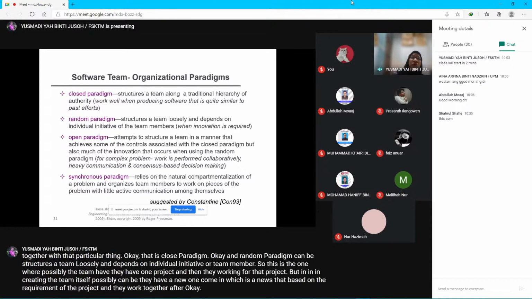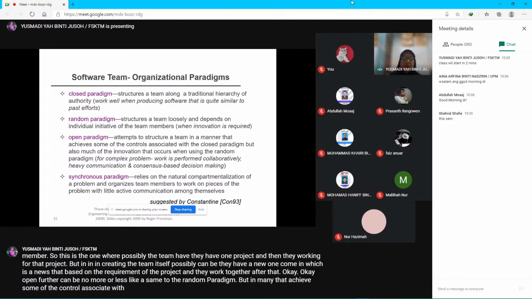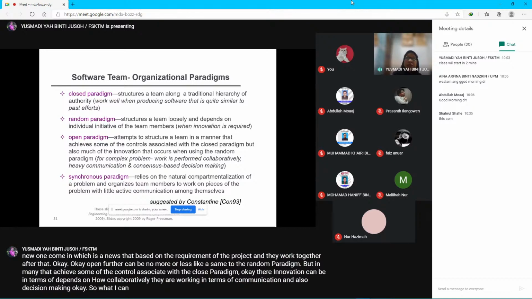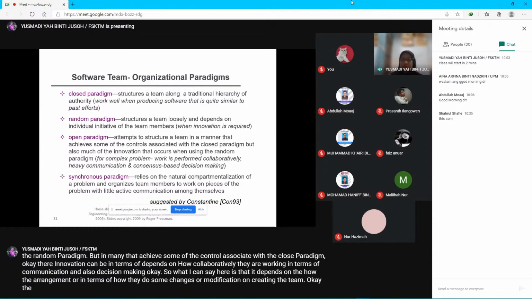Okay, the open paradigm is more or less the same as the random paradigm, but in a manner that achieves some of the control associated with the closed paradigm. The intervention depends on how collaboratively they are working in terms of communication and also decision making. So it depends on how they make changes or modifications in creating the team that is involved in the project.